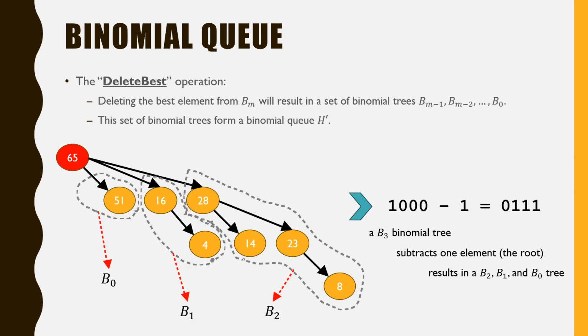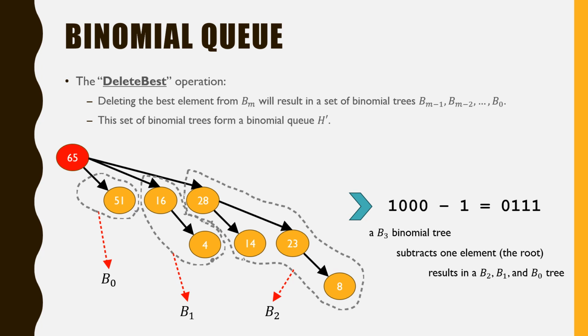Given the structure of the binomial tree Bm, deleting its root will result in a set of smaller binomial trees, Bm-1, Bm-2, all the way through B0. For example, deleting the root node 65 from the B3 tree shown in the slide will result in a B2, a B1, and a B0 tree.